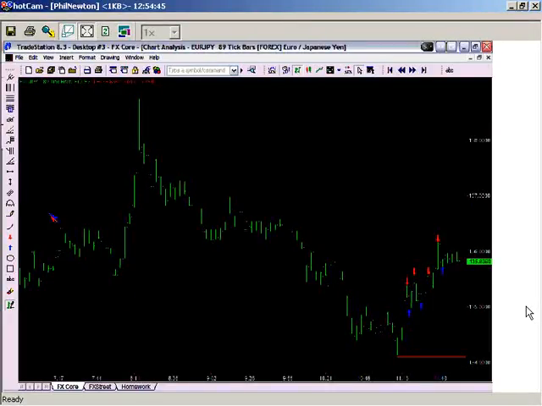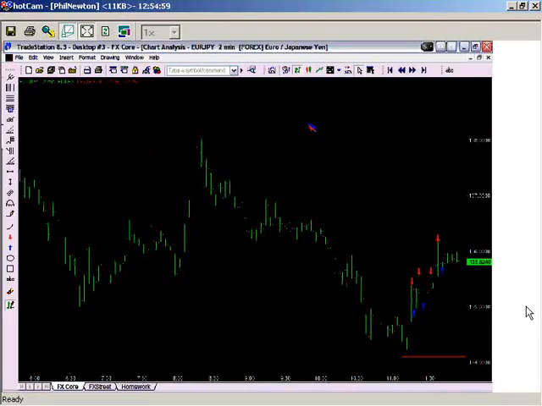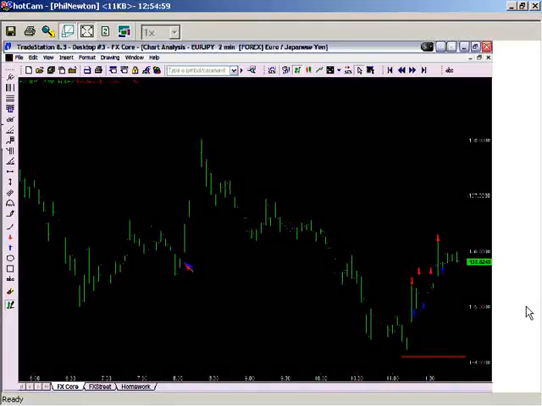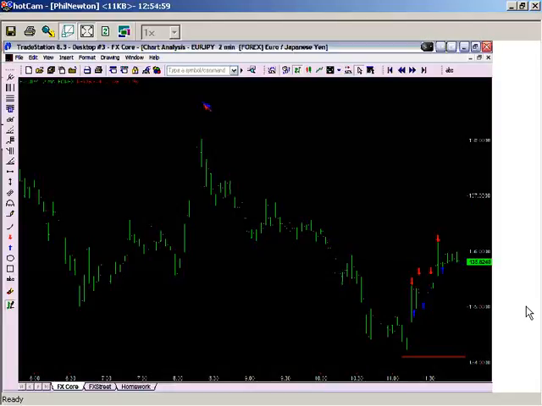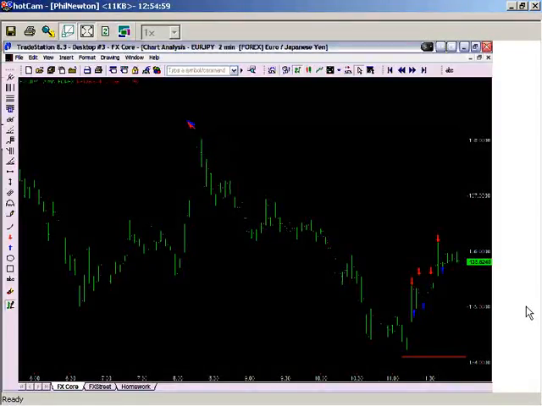I'll use a 2-minute chart because most people don't have tick charts. Let's put a 2-minute chart on. So you've identified that you might want to sell. Selling in a downtrend, so you're looking for short trading opportunities.